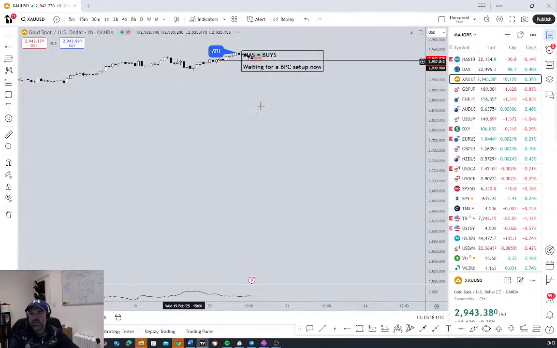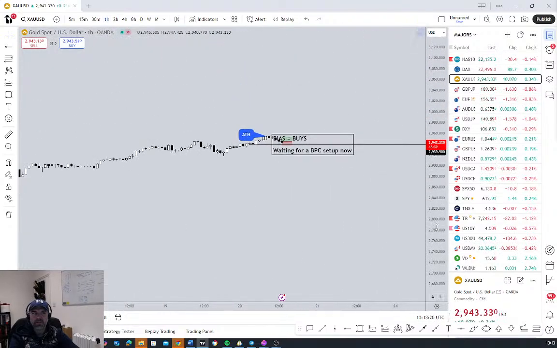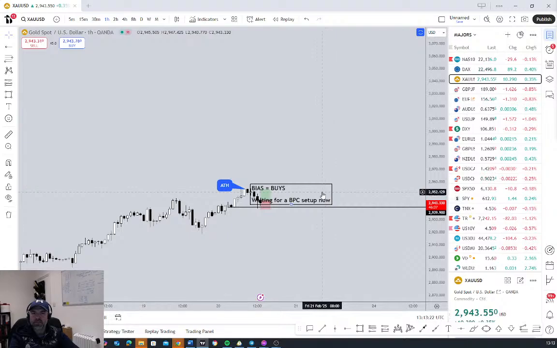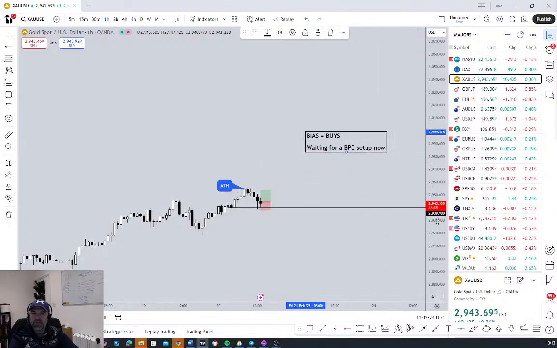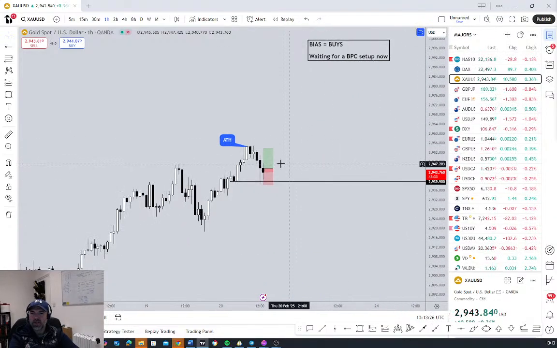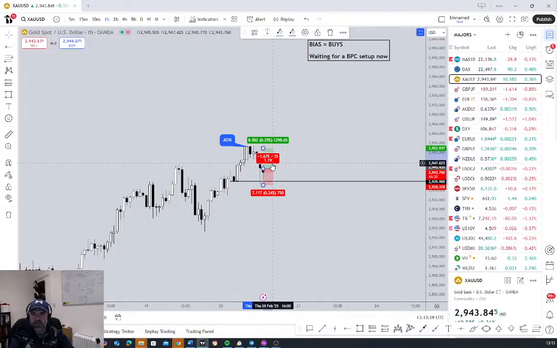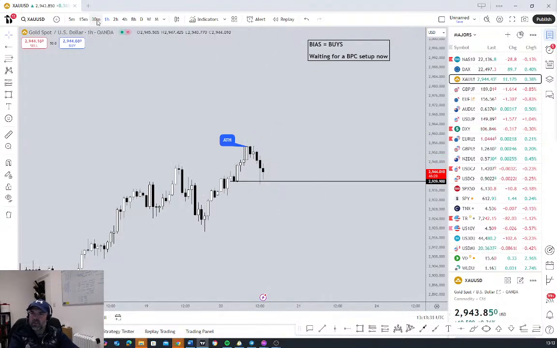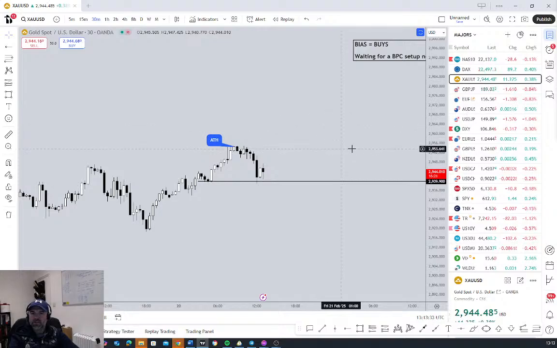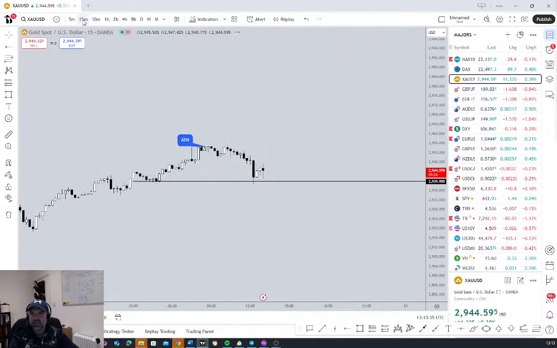So we have our DAX trade in play and it's running. Now I will be looking for another long trade on gold. So I'm going to see what happens after the news. If we get a spike down and then we get an opportunity to buy, then fantastic. If not, I'm going to stay away.